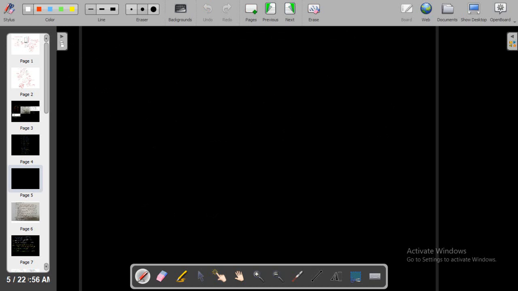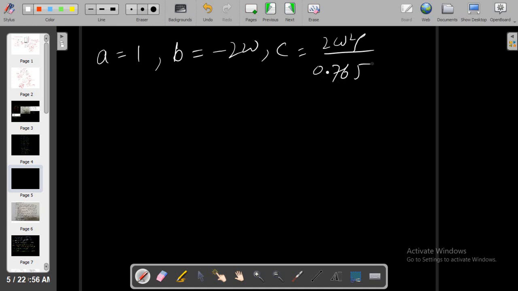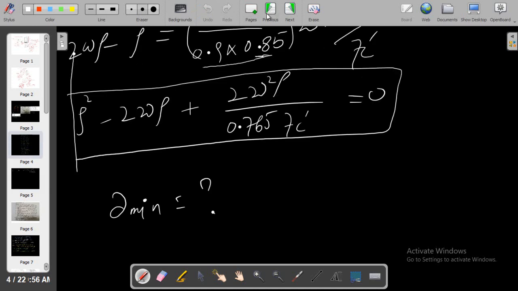So here we have a quadratic equation, and to solve it we will use the quadratic formula. In that formula, we have A equals 1, because the coefficient of rho square is 1. Similarly, B equals minus 2 omega, and C equals 2 omega square rho divided by 0.765 fc prime, right? This is from this equation. If we compare this with the quadratic equation x square plus bx plus c equals 0, here c equals this value, b equals minus 2 omega, and A equals 1.